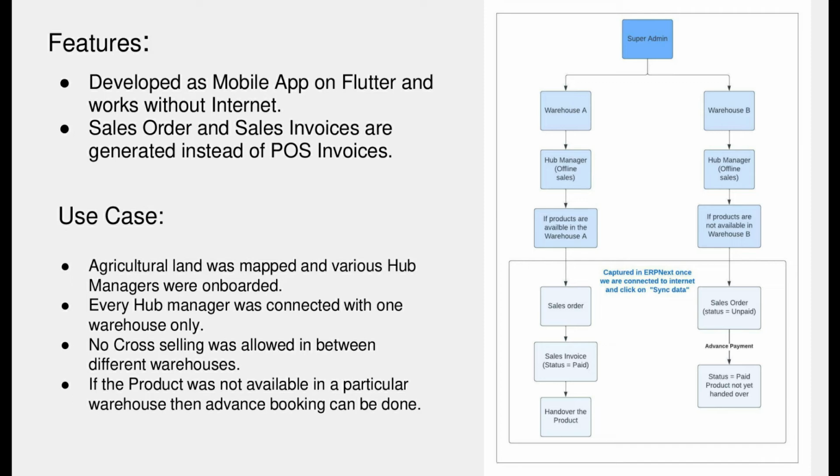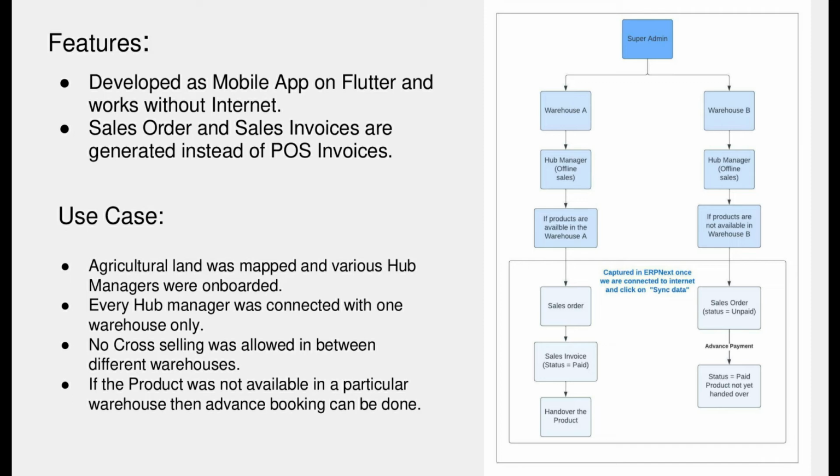In regular POS, you get a POS invoice, and once you close your POS, all the POS invoices are converted into one single invoice, right? But in this, whenever a transaction happens, it is recorded as a sales order, and once payment has been done, it will be recorded as a sales invoice. That's the only basic difference between the regular POS and the offline POS, right?